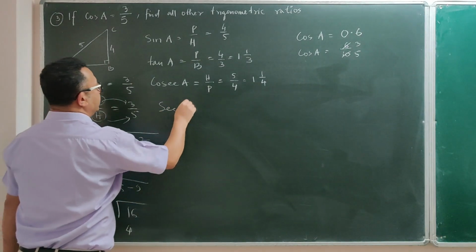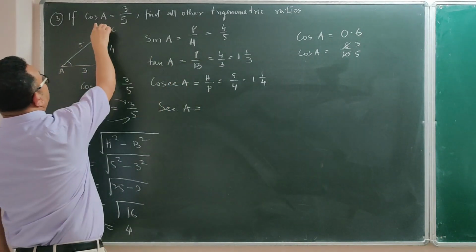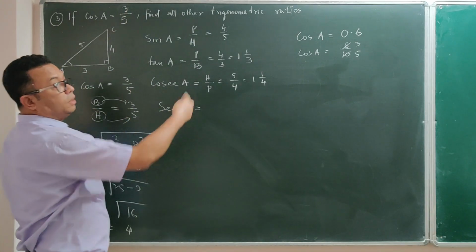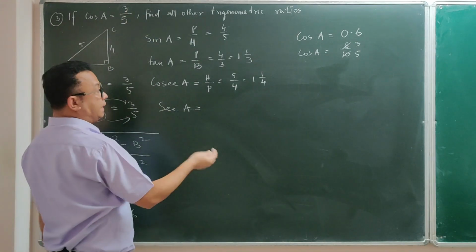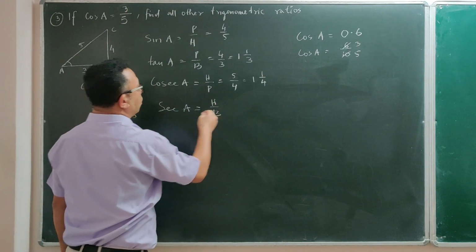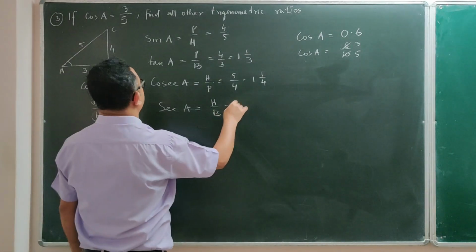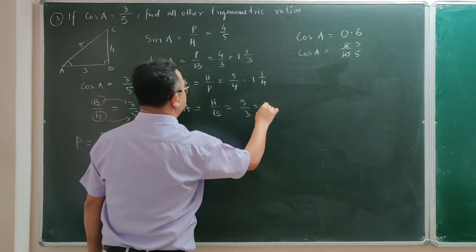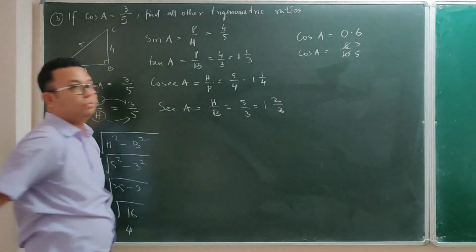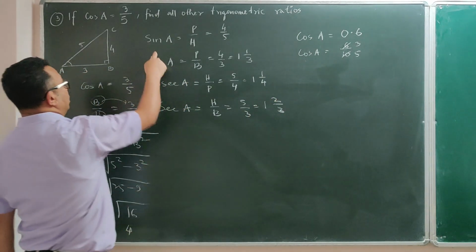Sec A. Sec is the reciprocal of cos. Since cos is 3 by 5, this becomes 5 by 3. But let's write the formula. Sec is hypotenuse by base, because cos is base by hypotenuse, so this becomes the reciprocal, hypotenuse by base. And therefore, this becomes 5 by 3. When you write, you can write this as 1 and 2 by 3.